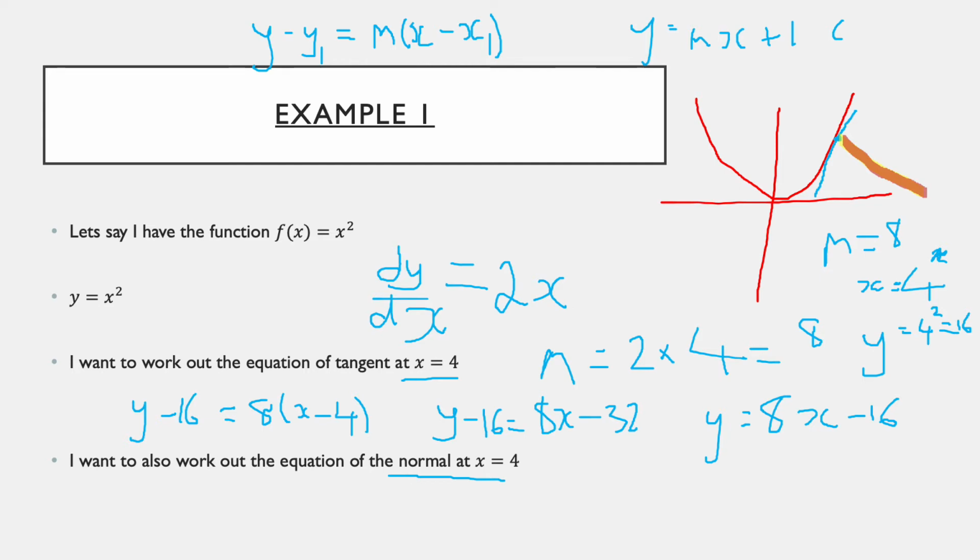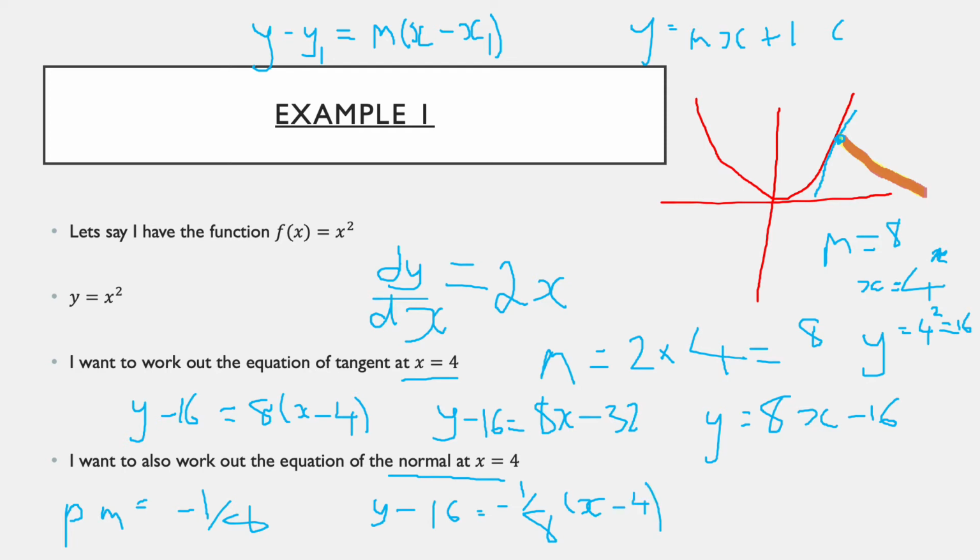So the gradient is 8. So the perpendicular gradient is going to be the negative reciprocal, so it's going to be minus 1/8, guys. Okay, the coordinates stay the same because it's going through the same point. So it's going to be y minus 16 equals minus an eighth, brackets, x minus 4. Okay, so this will be my answer for this question.